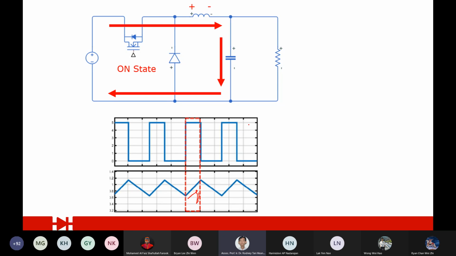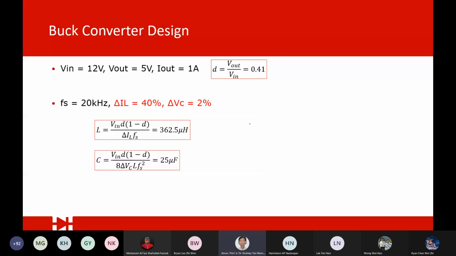So it's just as simple as that. Two states, on and off. But what your load sees will be a very nice, smooth DC. Okay, any questions? No, right? Okay. All right, so come to design.